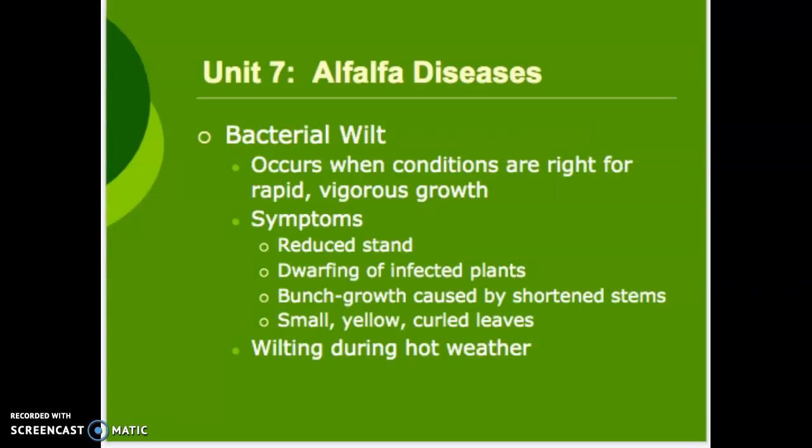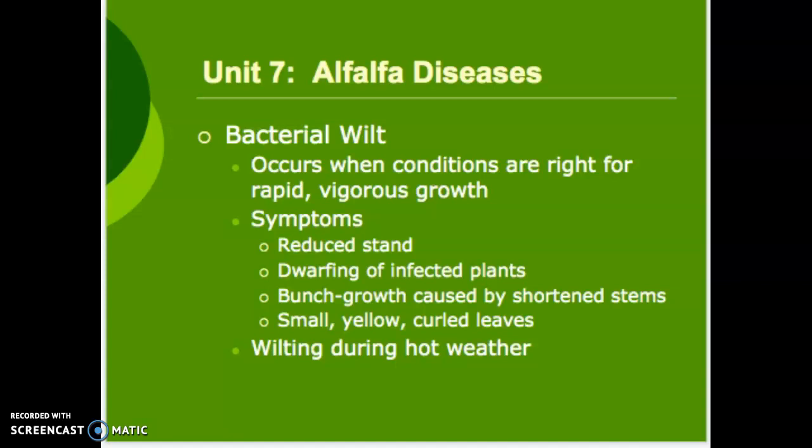The first one that we'll discuss is bacterial wilt. Again, all of these, you'll see that first point there that says occurs when conditions are right for rapid and vigorous growth. And the first three words of that are really crucial for all of the diseases that we're going to talk about with alfalfa here. When the conditions are right, whether that's too wet or too dry, soil nutrition, whatever it might be. But this one happens to set in whenever you have really great growing conditions, and all of a sudden we have something set in that is unsavory.